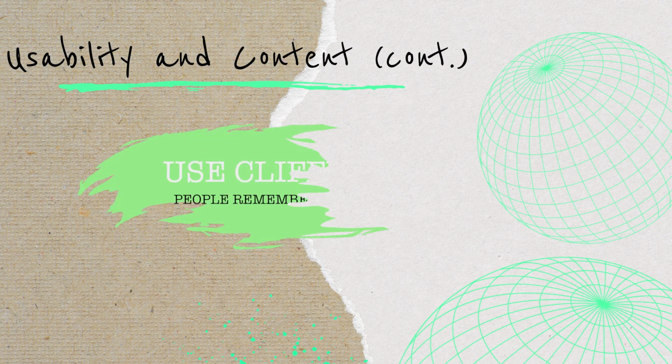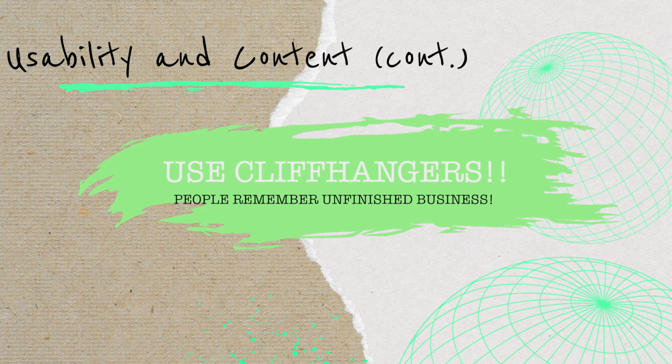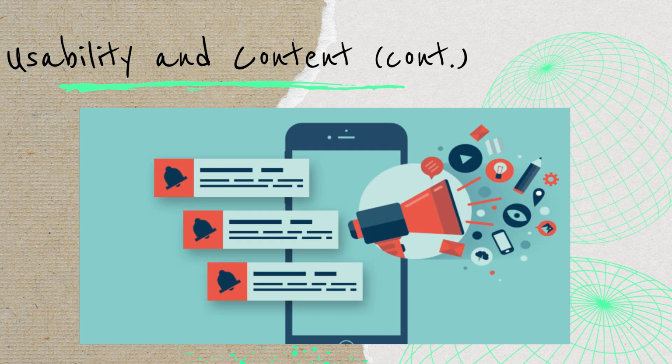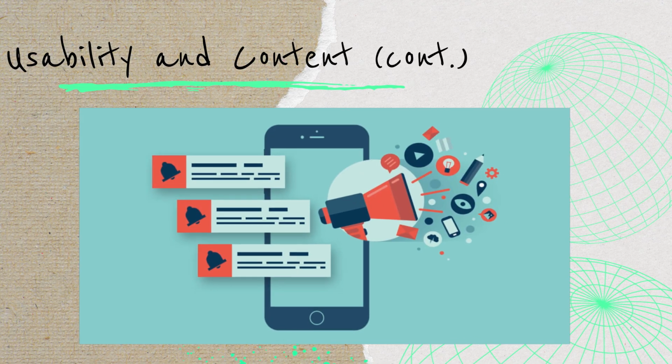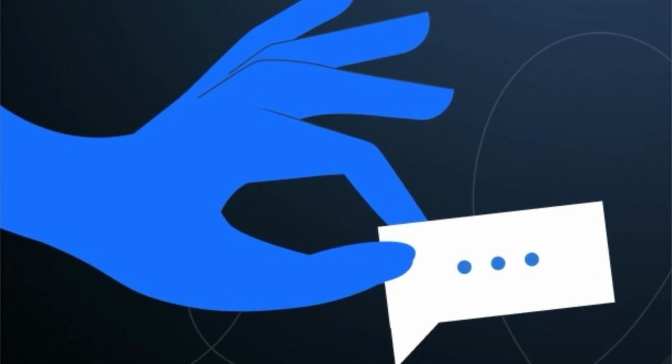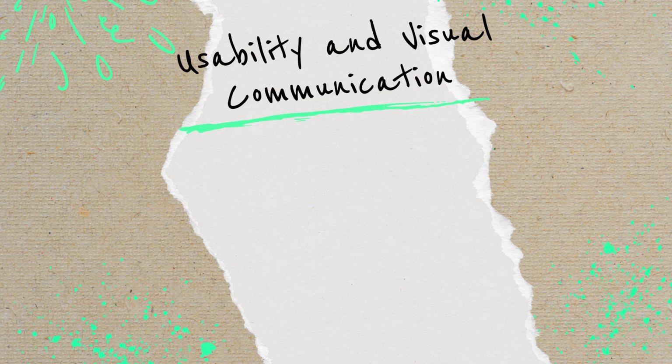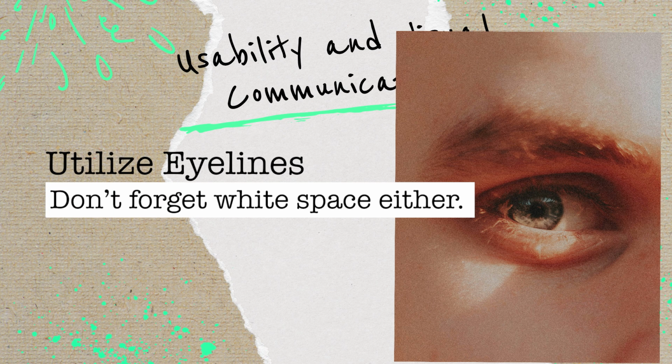Then there's the Zeigarnik effect. People remember unfinished tasks. Use cliffhangers, notifications, and suggestions to keep users engaged. And the self-reference effect shows that when users are part of the conversation, via comments or feedback, they're more likely to return. Strong visual design supports usability.